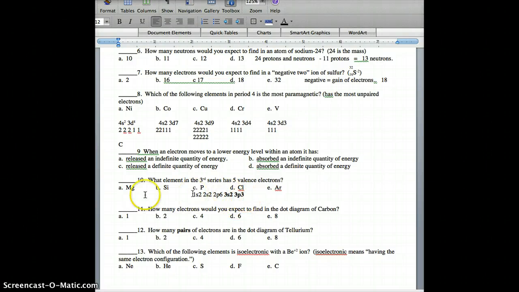All right, so magnesium will have 2 valence electrons, silicon will have 4 valence electrons, chlorine will have 7 valence electrons, and argon will have 8 valence electrons. Remember, valence means outer shell, or highest energy level.